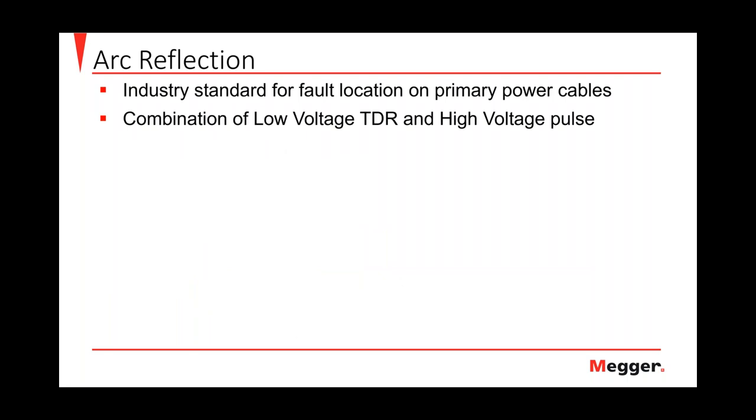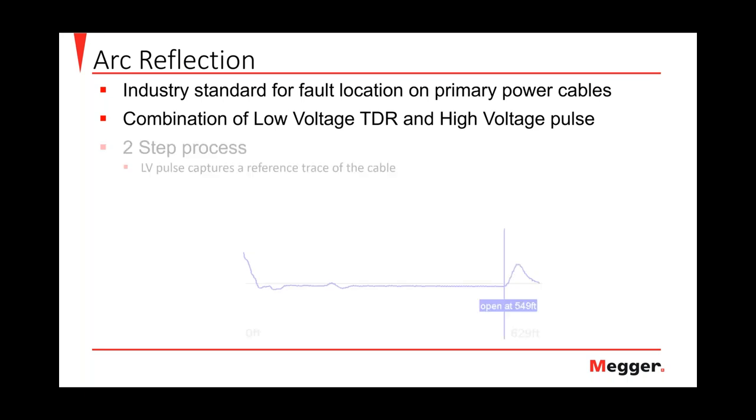So how do we find pinhole faults, which are the most common faults on medium voltage direct buried cable? We use the arc reflection method. This is the industry standard for fault location on primary power cables. It's a combination of a low voltage TDR pulse and a high voltage pulse from a surge pulse generator. It's a two-step process. Initially, when we've connected the unit, we've done a breakdown test or insulation resistance test of that cable to verify that it's faulted, and we get that breakdown voltage level.